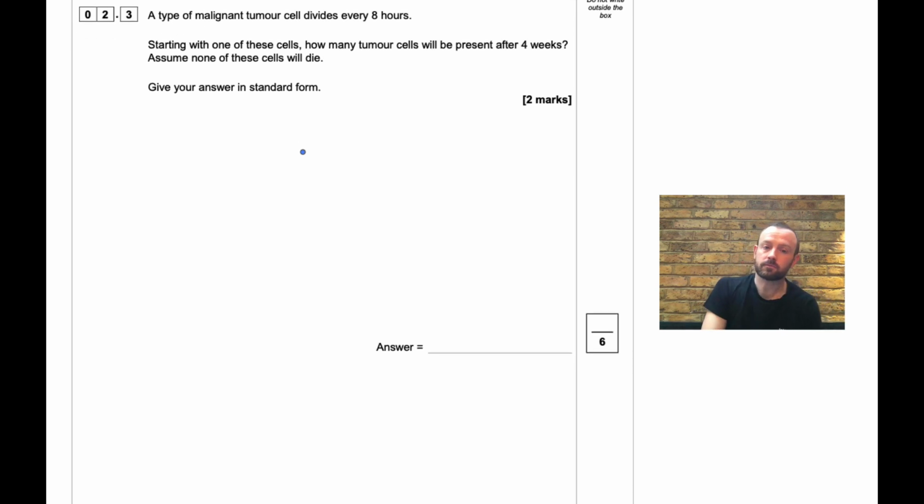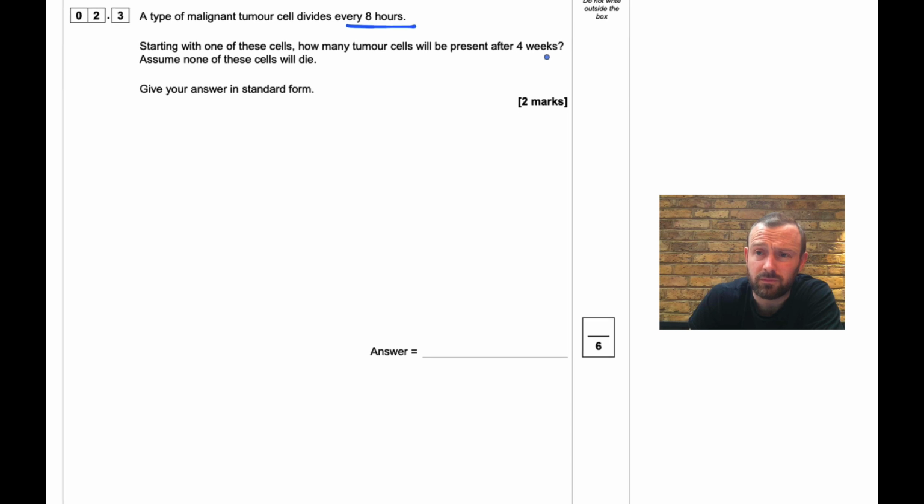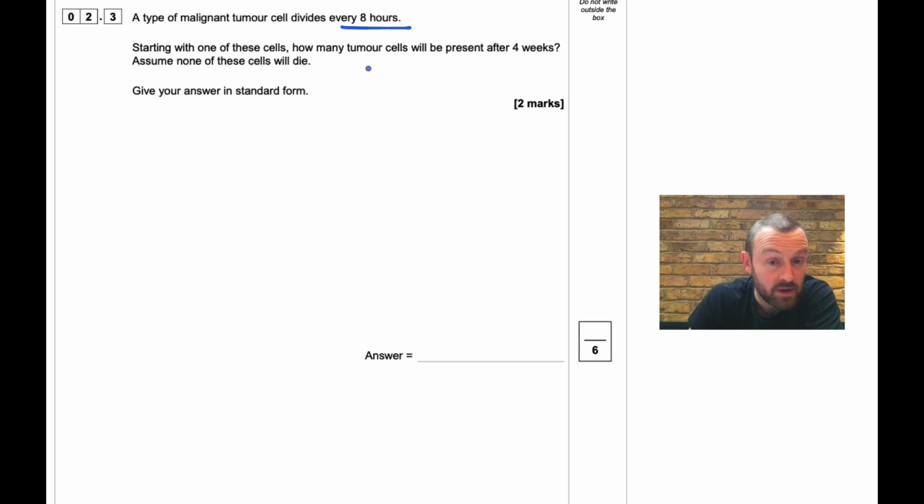Ooh, maths. 2.3. A type of malignant tumour cell divides every 8 hours. Starting with one of these cells, how many tumour cells will be present after 4 weeks? Okay, this is fairly easy maths, but you need to be comfortable with standard form. I'm going to take you through it just to make it really clear, in case you're not sure.